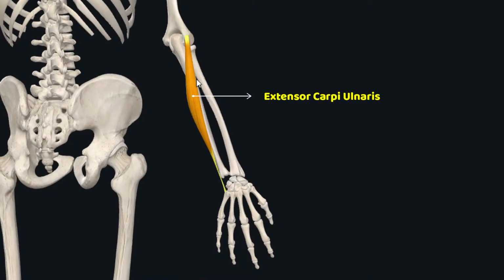So the extensor carpi ulnaris is a muscle of the posterior compartment of the forearm, also called the extensor compartment of the forearm. And it is one of the superficial muscles of the posterior compartment of the forearm because, as you know, there are two groups of muscles in the extensor compartment of the forearm, which are the superficial and deep groups of muscles, and the extensor carpi ulnaris, which is the muscle of our today's discussion, belongs to the superficial group of muscles.